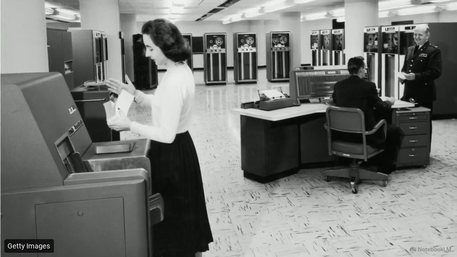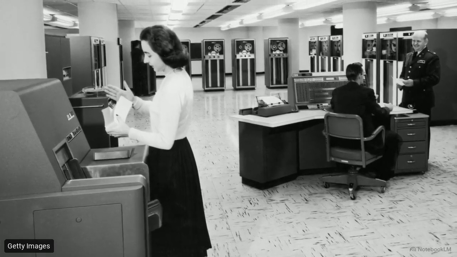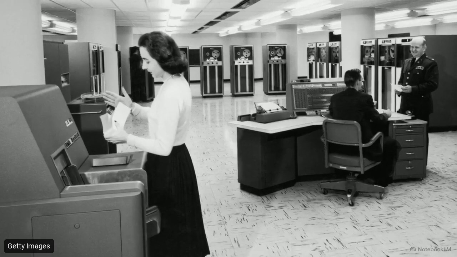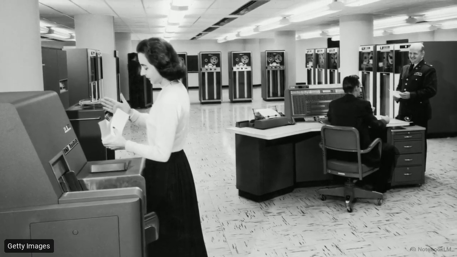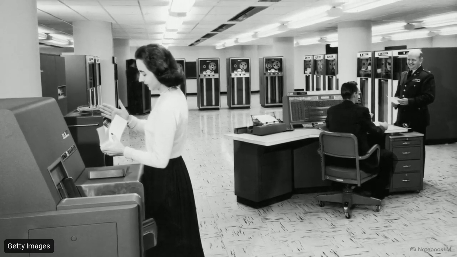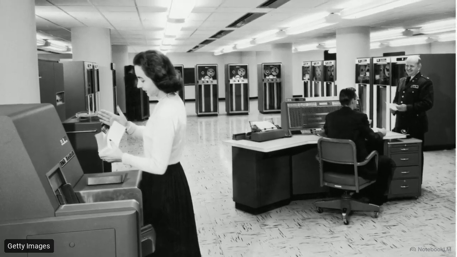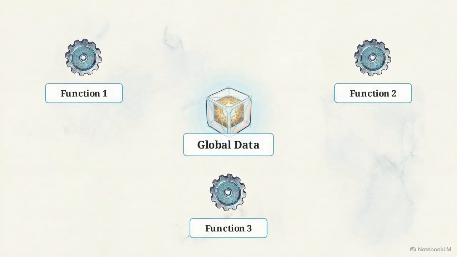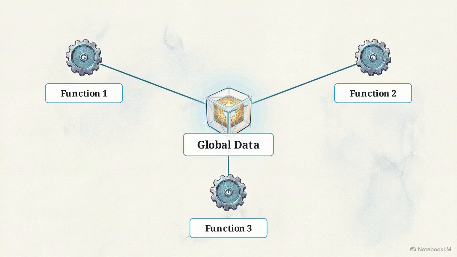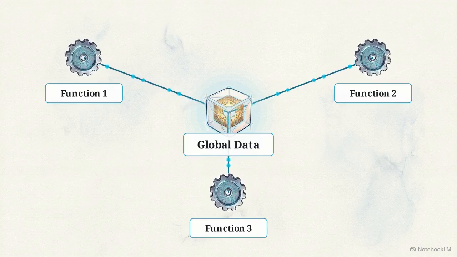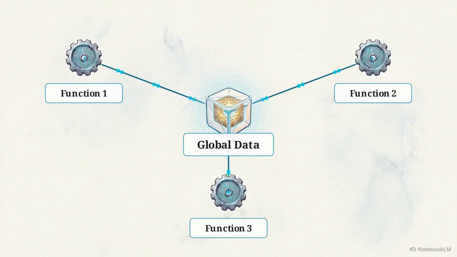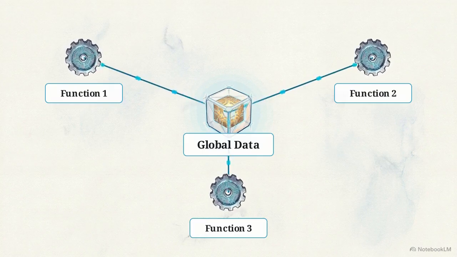Early software engineering viewed problems through a procedural lens. Programmers wrote sequences of instructions that processed inputs to generate outputs in a linear, step-by-step fashion. This schematic illustrates the architecture of procedure-oriented programming, or POP. Here, a list of distinct functions operates on global data. The data moves openly around the system, flowing between functions without any structural protection.